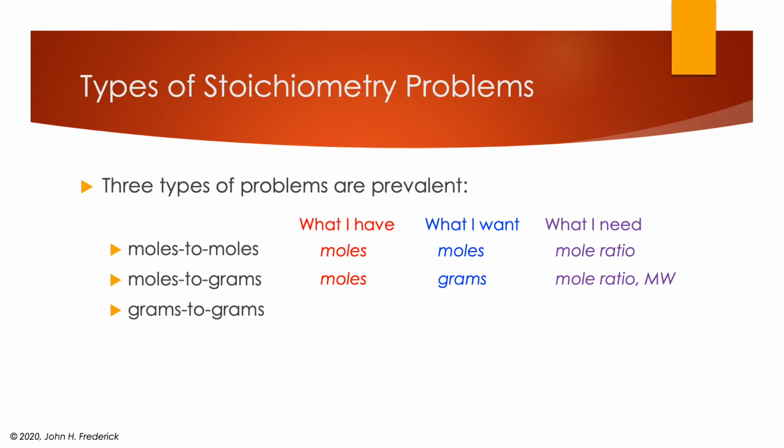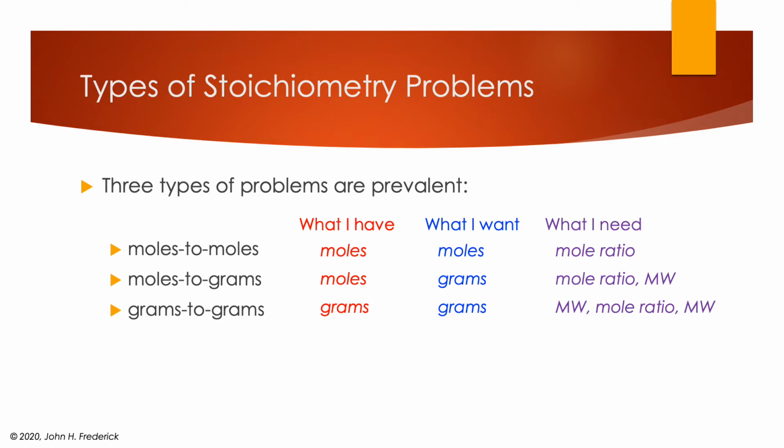Finally, the third major type is a grams to grams problem. And in this case, what you have is grams. What you're going to want is to produce grams of another species, and you're going to need both the formula weights of the species that you are given and the species that you need to produce, and in between you need the mole ratio that connects them.